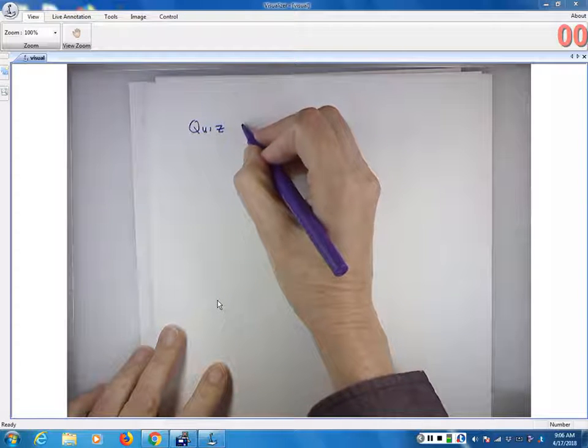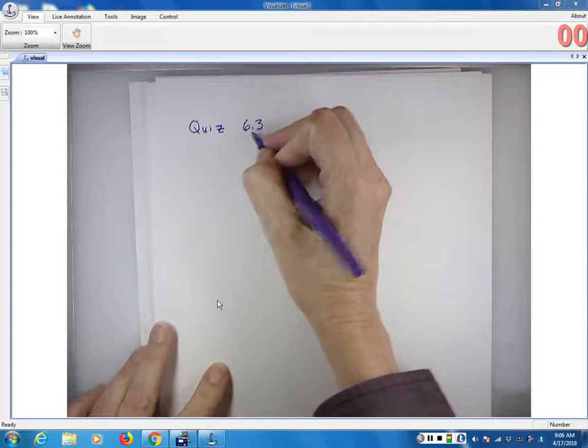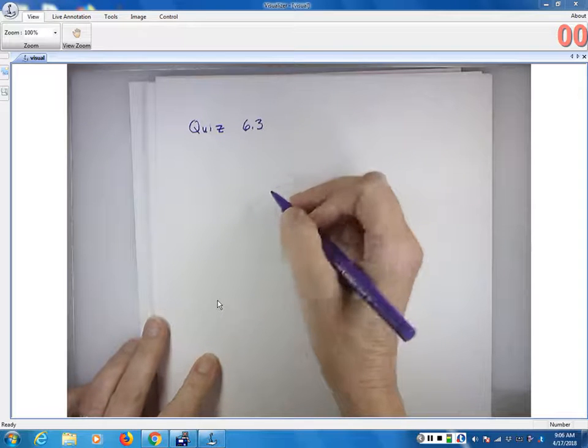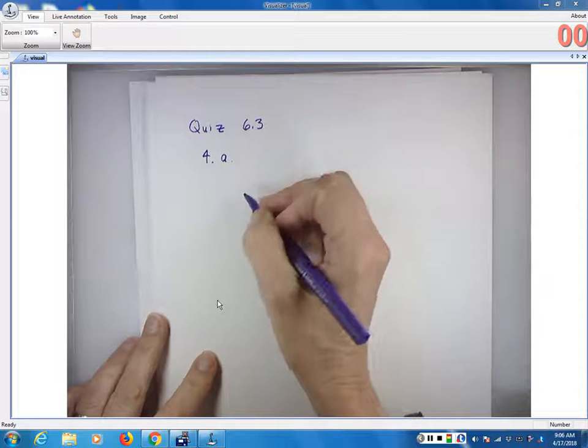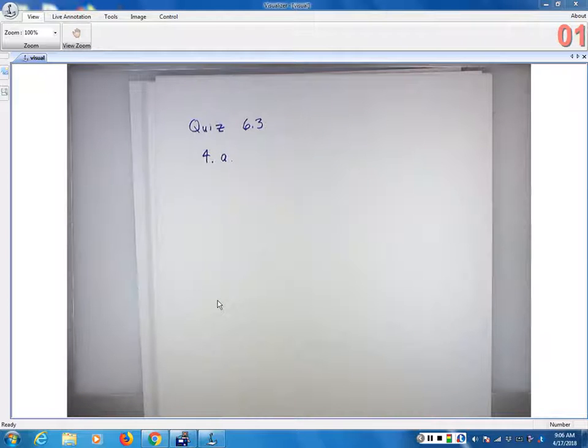This is section 6.3, the polar rectangle coordinates. Problem 4A. I posted some hints, but let's just go over it. I was just printing mine out and didn't upload it. You guys can fix your 4A if you got it wrong.